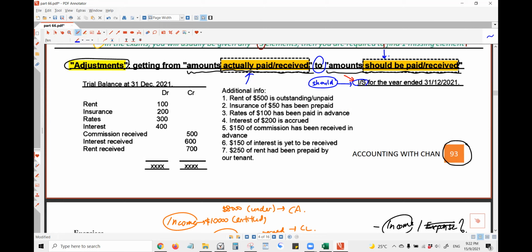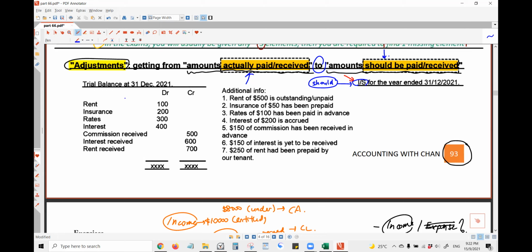For example, electricity, you should show the amount you are responsible to pay in the income statement. For an income that you should receive, you should present the amount you are entitled to receive, regardless of how much you have actually received and paid. I'll show you some examples.